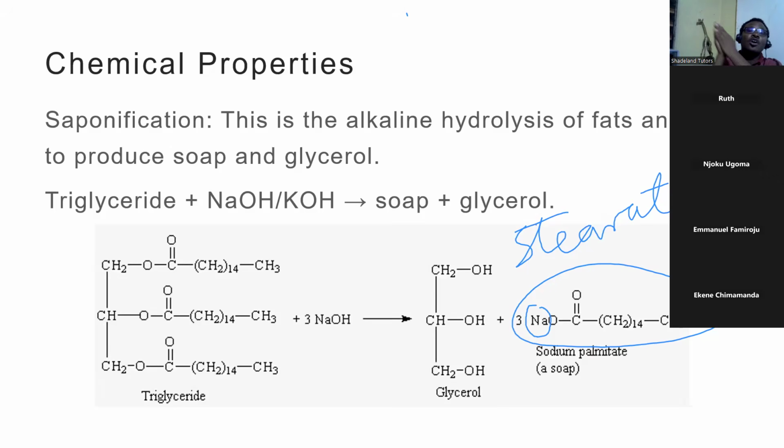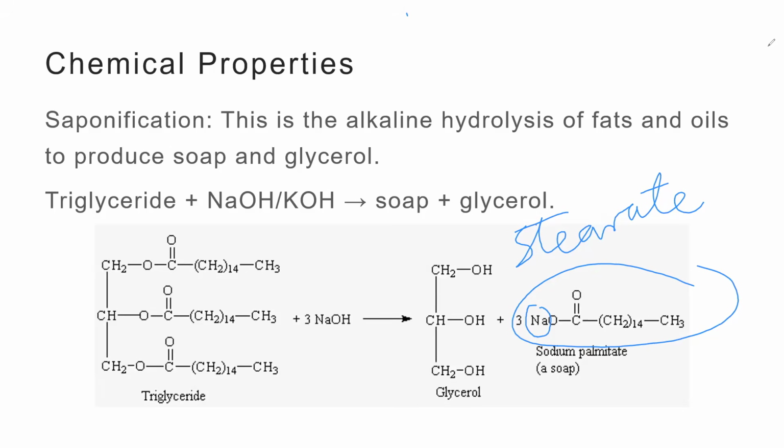Now that one is for laundry, because your laundry does not need absorption of water. So you will want to separate the soap from the glycerol. So in industries, they will sell the glycerol separately as glycerin, while the soap is sold separately as laundry soap. Take notes for laundry soap. Good. So that is that here. Then let me clear this.